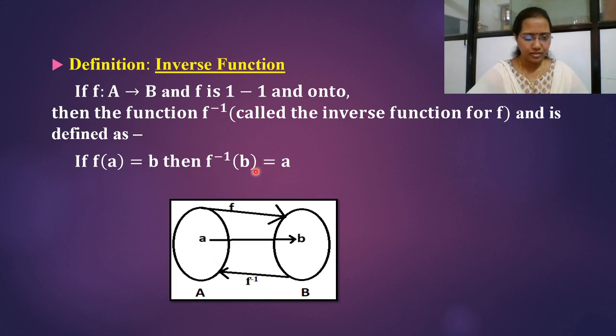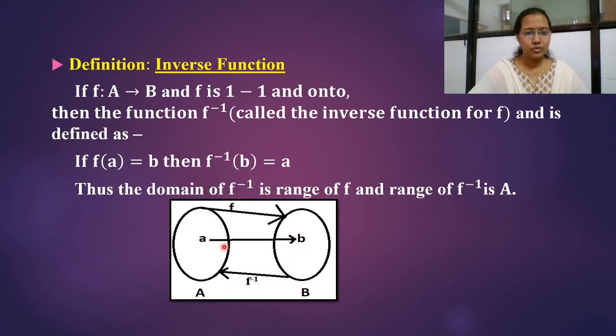From this graph, this is A, the domain, and B is the range, for the function f. Now f of a is b. For f inverse, what will happen? The range set of f will be the domain of f inverse, and the domain of f will be the range set of f inverse. It means f is from A to B, then f inverse will be from B to A. Thus the domain of f inverse is the range of f, and the range of f inverse is A. That is the inverse function. What is the necessary condition for an inverse function to exist? The function must be 1-1 and onto.